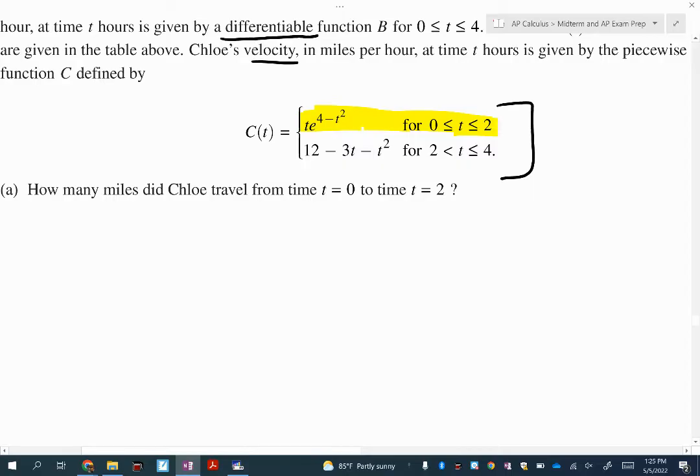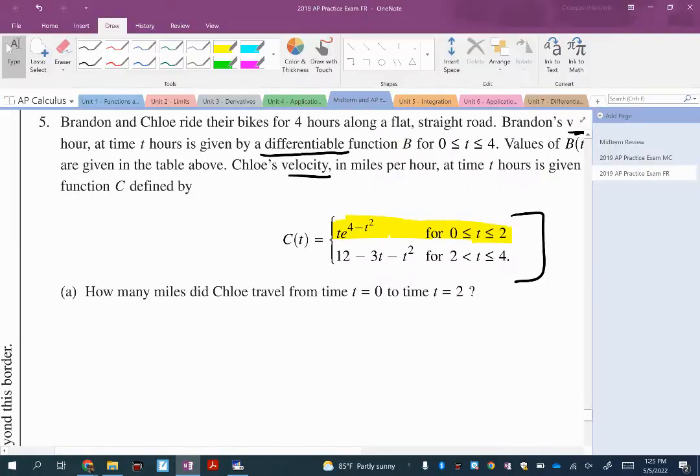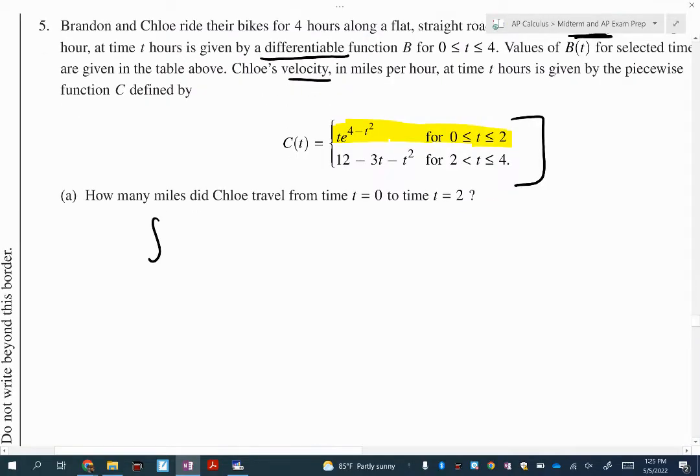Why did I choose that piece? Why did I choose that specific piece? Because that's the one we're talking about. Because it says 0 to 2 hours, right? Do you guys see that? All right, so make sure you choose the correct piece. So let's do the antiderivative of that piece. So the antiderivative from 0 to 2 of t times e to the 4 minus t squared. And this is her position function.